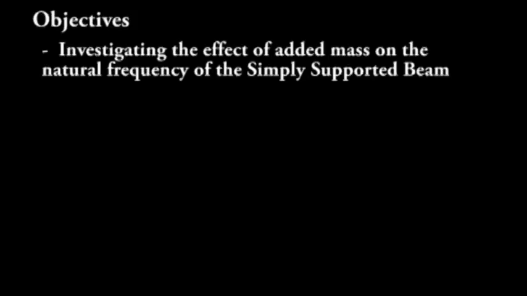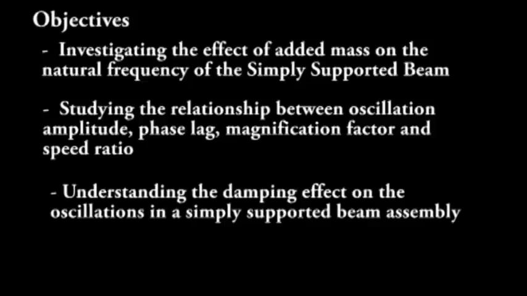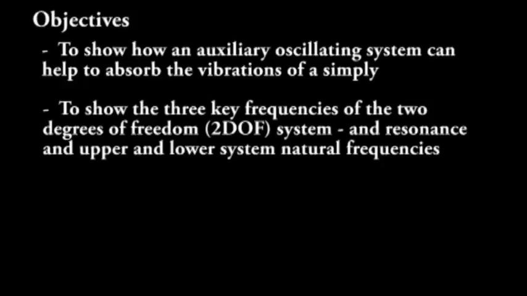The objectives of this lab experiment are investigating the effect of added mass on the natural frequency of the simply supported beam, studying the relationship between oscillation amplitude, phase lag, magnification factor, and speed ratio, understanding the damping effect on the oscillations in a simply supported beam assembly, to show how an auxiliary oscillating system can help to absorb the vibrations of a simply supported beam, and to show the three key frequencies of the 2 degrees of freedom system and resonance at the upper and lower system natural frequencies.